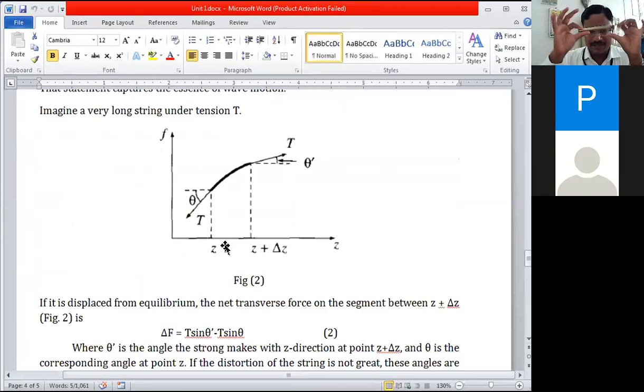Now if I apply the tension like this, it will bend. I will take a duster, or some other thing, or some box. Now if I apply the tension, it will bend at two ends like this. Correct? So let us consider a string of some mass m, and that is under the tension T. This is the tension T.